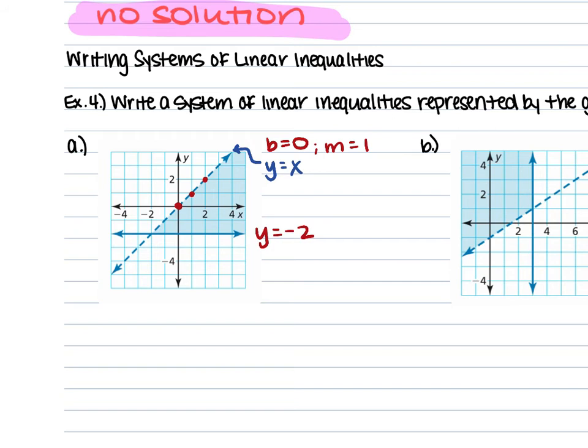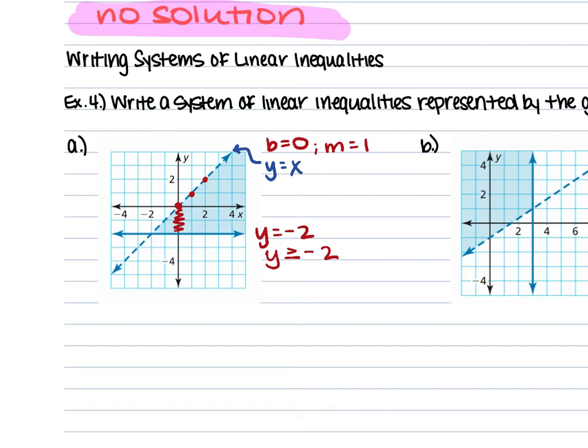Now, look at your shading. If you look at that y is equal to negative 2, where is the shading? It's above that negative 2. So that includes the y values above it. So y is going to be greater than negative 2. Do I have a line underneath that? Well, is my line solid? Yes. So I have to have that equal to as well.